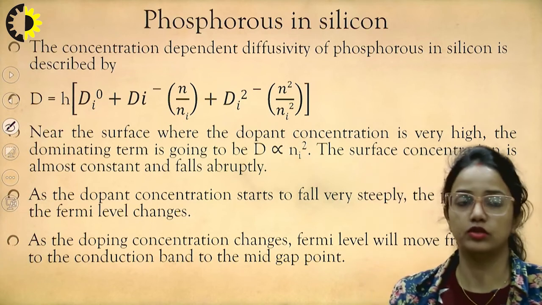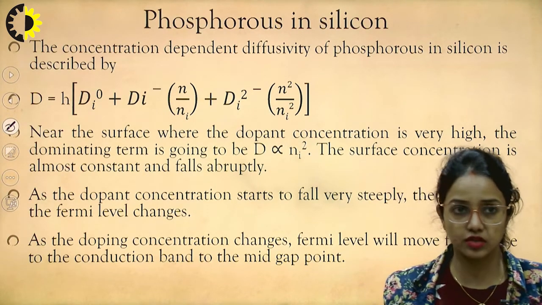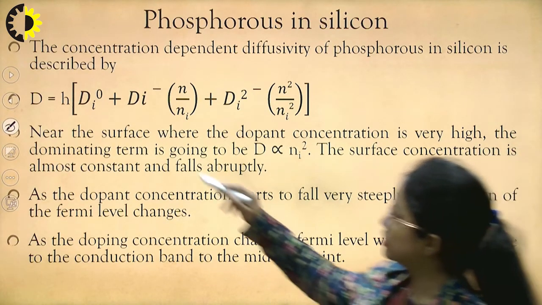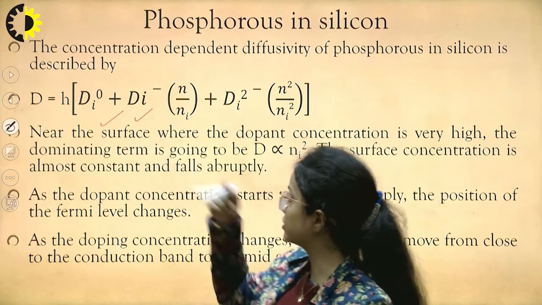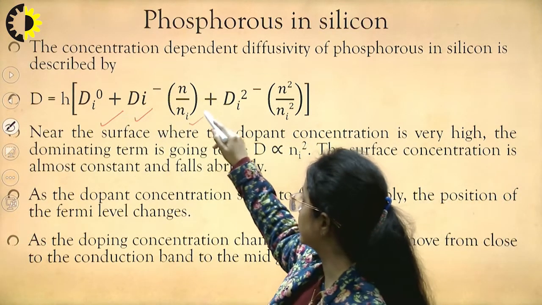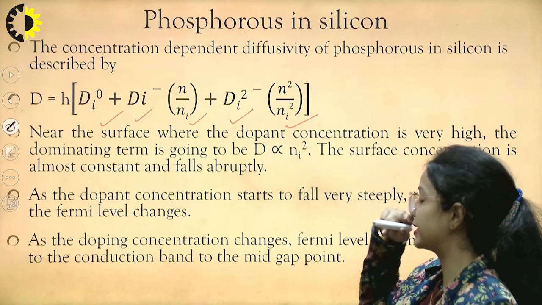Phosphorus in silicon. The concentration dependent diffusivity of phosphorus in silicon is described as D equals D0 plus D minus, n divided by ni, plus D double minus, n squared divided by ni squared.